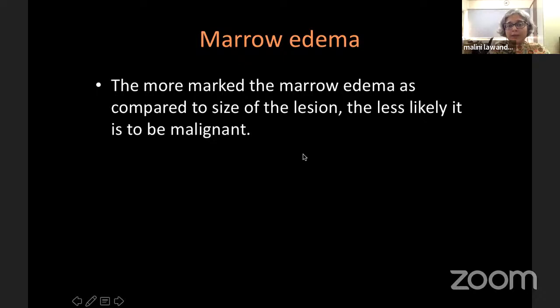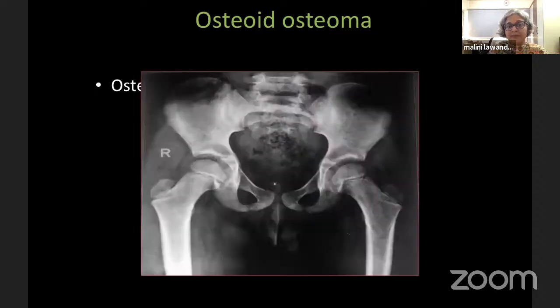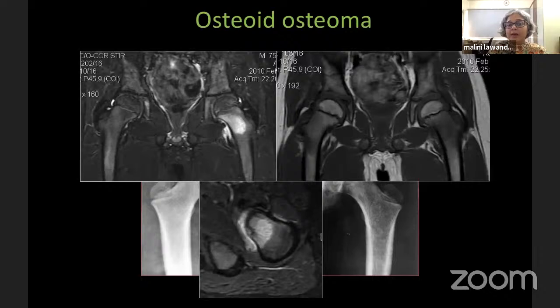Next, we look at marrow edema. Remember, if you have too much marrow edema and the lesion is very small, it's very likely that it's not malignant. That's kind of a clue. For example, this is the radiograph. The patient came with pain in the left hip joint and the radiograph was not showing much. When you look at MR, there's a lot of marrow edema in the femoral neck. There is adjoining soft tissue edema. This we see often on MR, and we have to look very carefully, and you see a small osteoid osteoma.